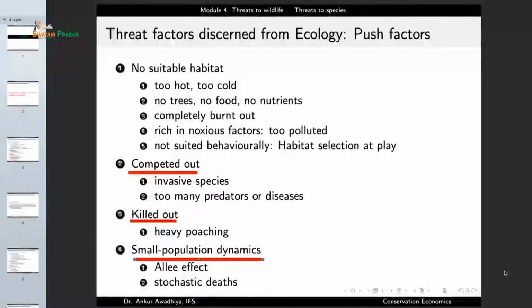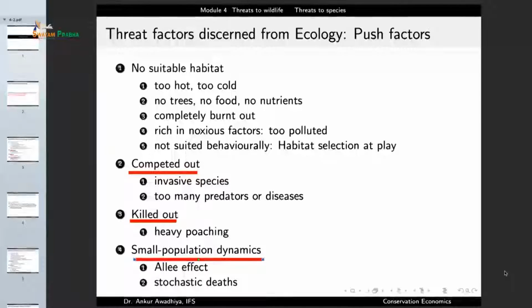Now, if the pack size reduces to such an extent that you only have a few wolves, these wolves will not be able to hunt in an efficient manner. And in that case, this would start acting as a push factor for this small pack of wolves. So this is known as the Allee effect.